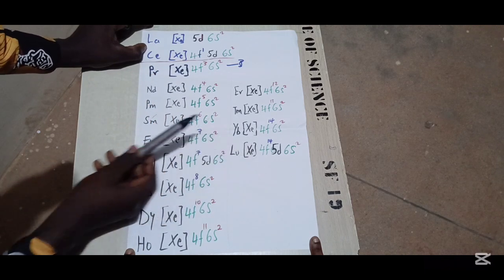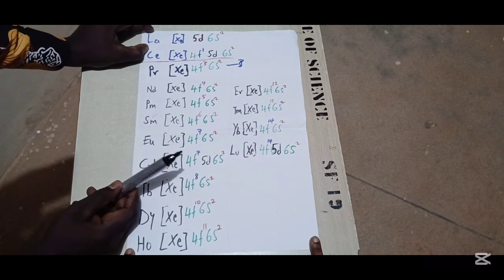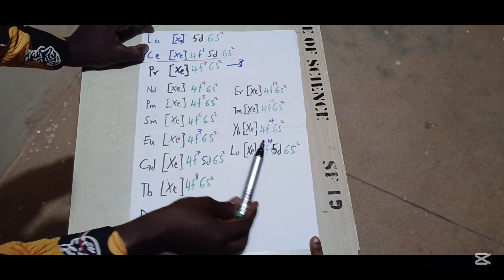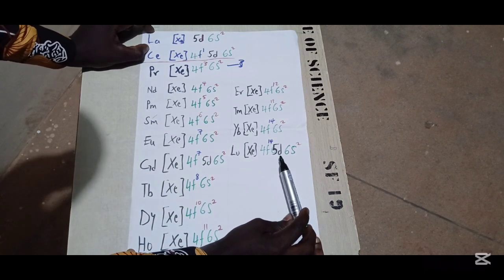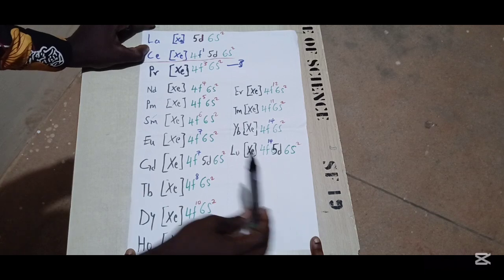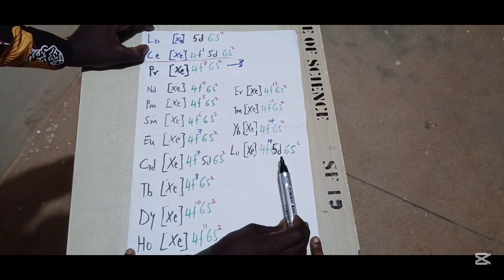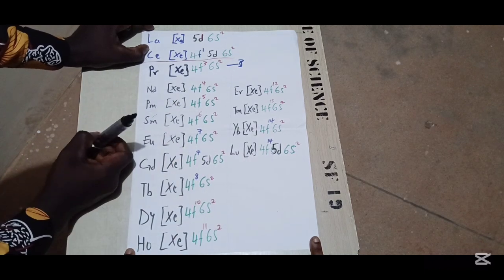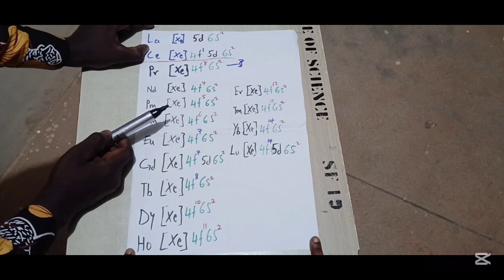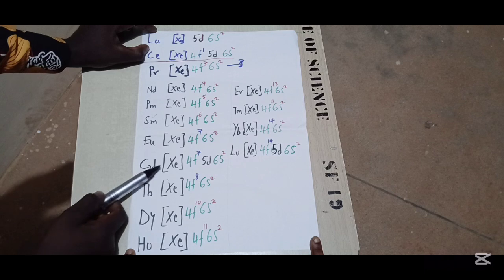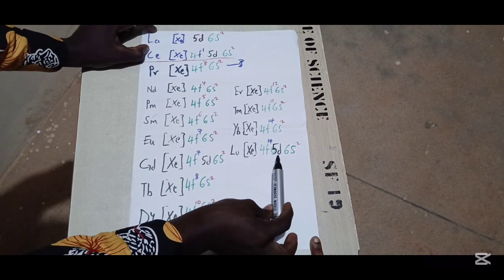This holds up to lutetium, with the exception of lutetium and gadolinium. Gadolinium has 5d orbitals too, and lutetium also has 5d orbitals. What I want you to know now is that for the 5d orbital, there is one electron. Any element that has a 5d orbital has one electron. So from the third element up to lutetium, all of them have 4f and 6s orbitals, with the exception of gadolinium and lutetium, which also have 5d.